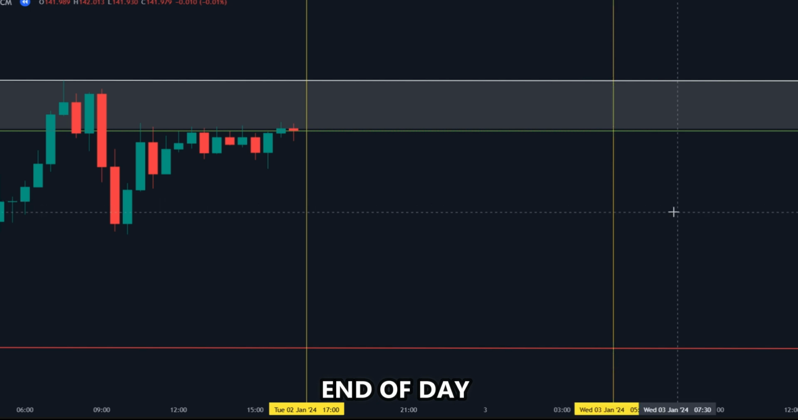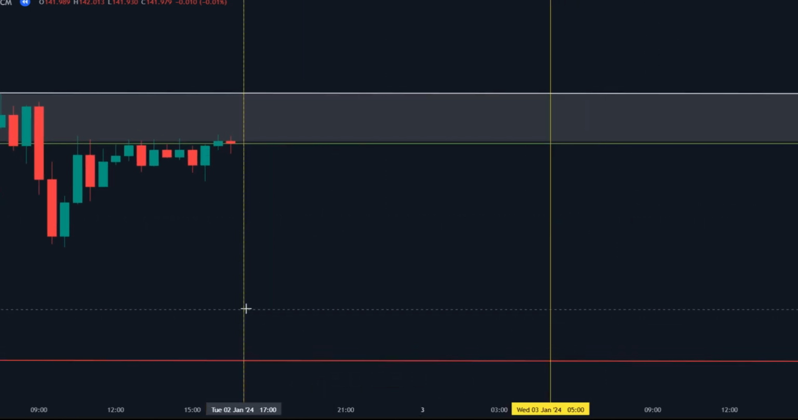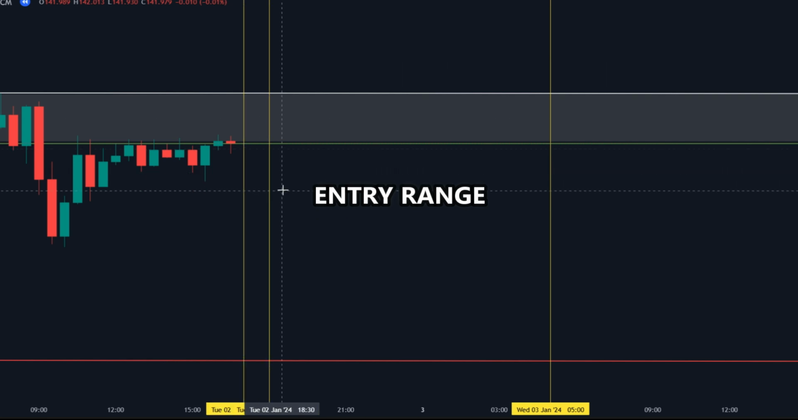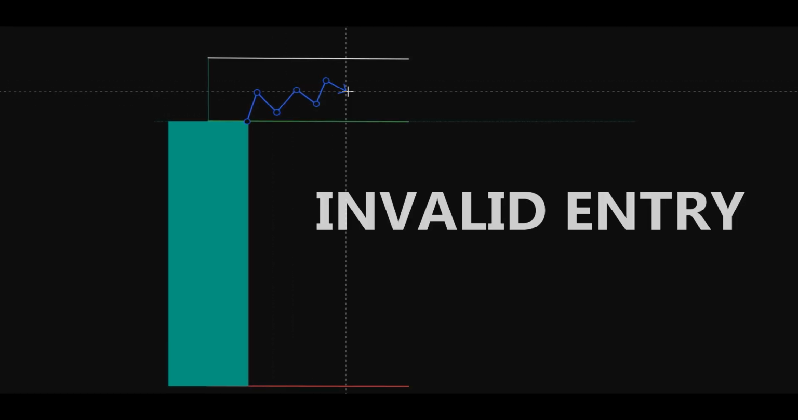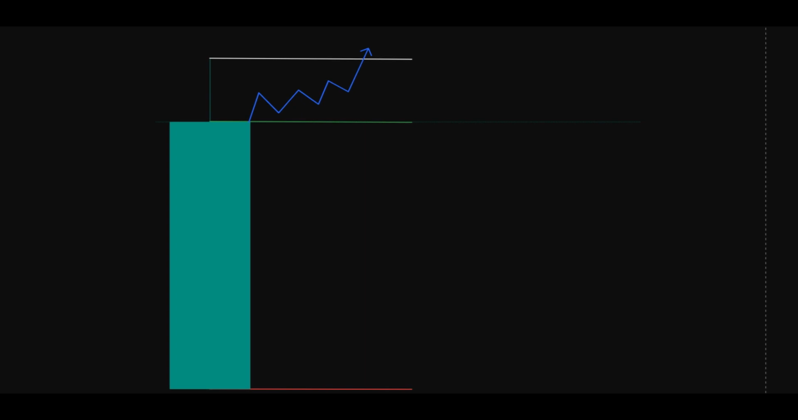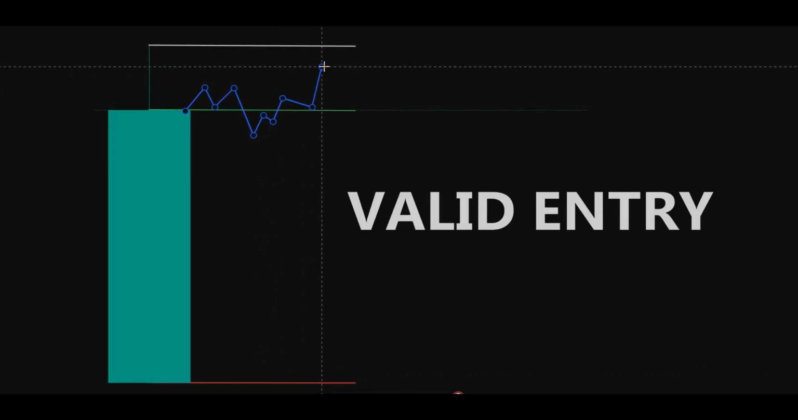Next, we're going to mark two more times. One of them will be 5 AM and the other one will be 1800. So the time between 1800 and 5 AM is our entry range. Based on this setup, if the price moves towards the white line only, then it is not a valid entry. But if the price goes up, then turns below the green line, and after that manages to go above the green line as well, then this will be considered a valid entry.